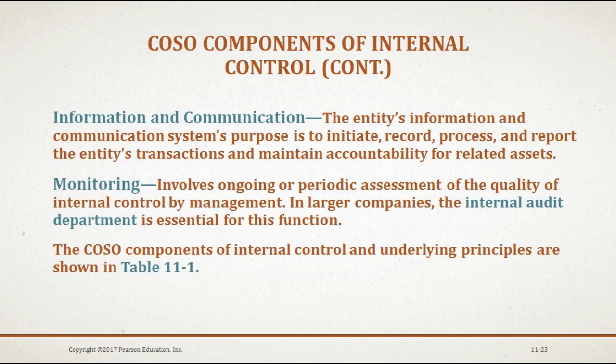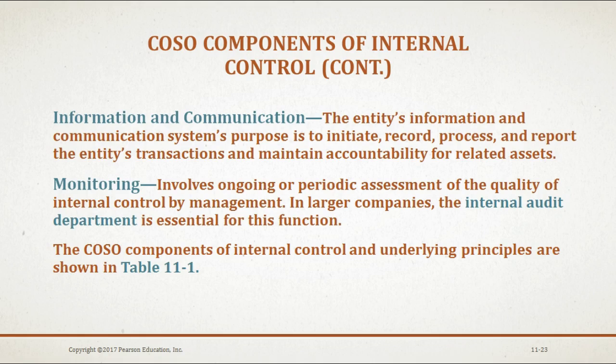The fourth component of internal control is information and communication. The entity's information and communication system's purpose is to initiate, record, process, and report the entity's transactions and maintain accountability for related assets. The fifth component of internal control is monitoring. Monitoring involves ongoing or periodic assessment of the quality of internal control by management. In larger companies, the internal audit department is essential for this function.